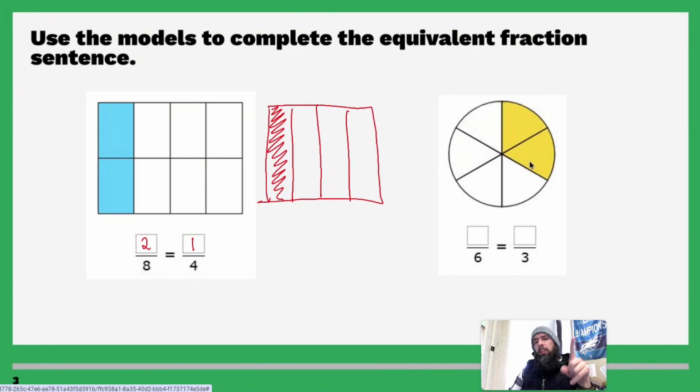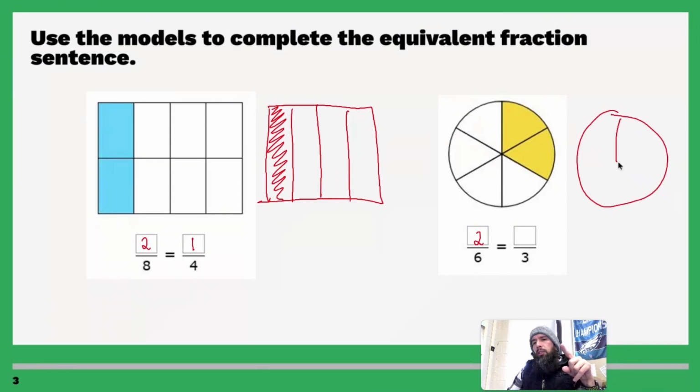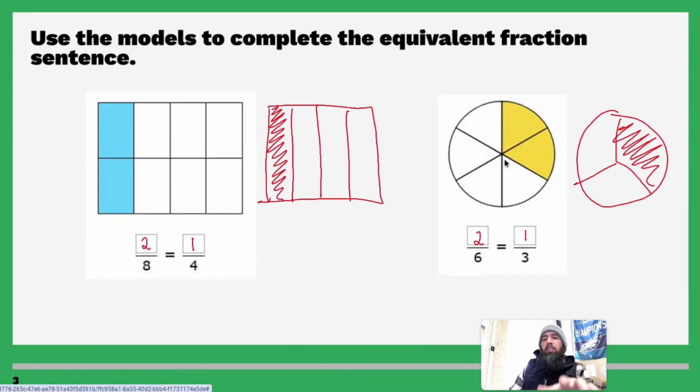I'm going to cut this pizza into 6 slices, and I'm going to color in 2 of them. But if I were only to cut it in 3 slices, like this, and color in that really big slice, it covers the same exact space. So 1 of these 3 slices is the same as 2 of those 6 slices.